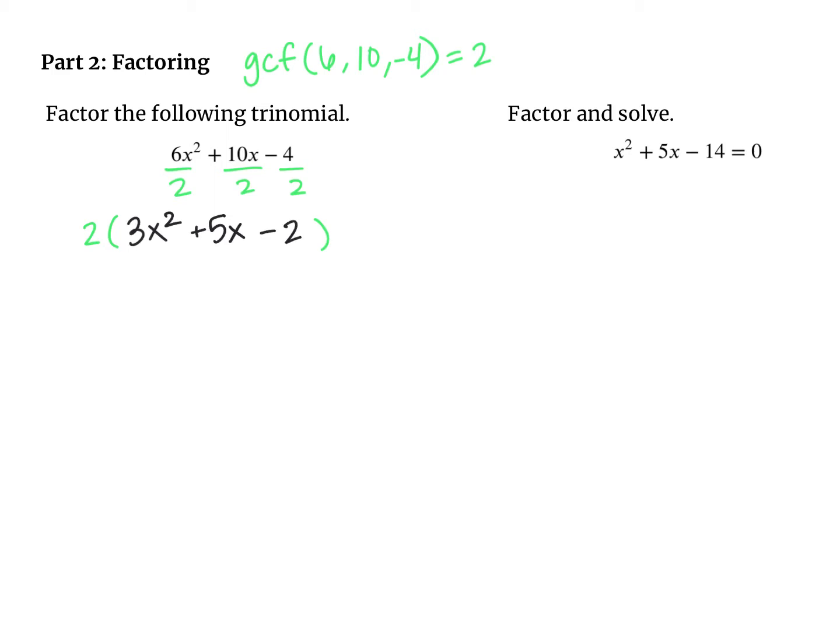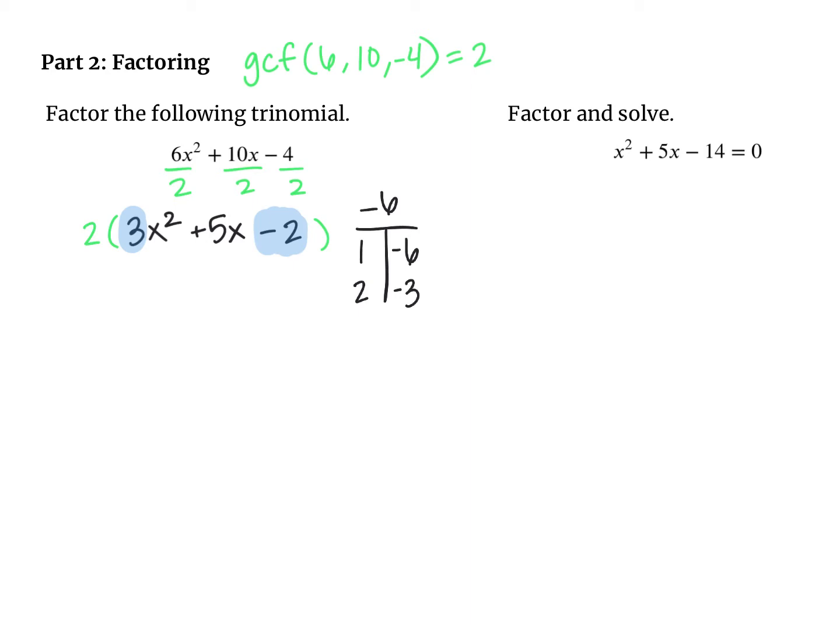All right, so now we want to find our A value and C value and multiply them together. So our A value here is a 3, C value is negative 2. So when we multiply 3 times negative 2, we're going to get negative 6. So we want to find factors of negative 6 that will add to give us 5. So factors of negative 6 are 1 and negative 6, 2 and negative 3.